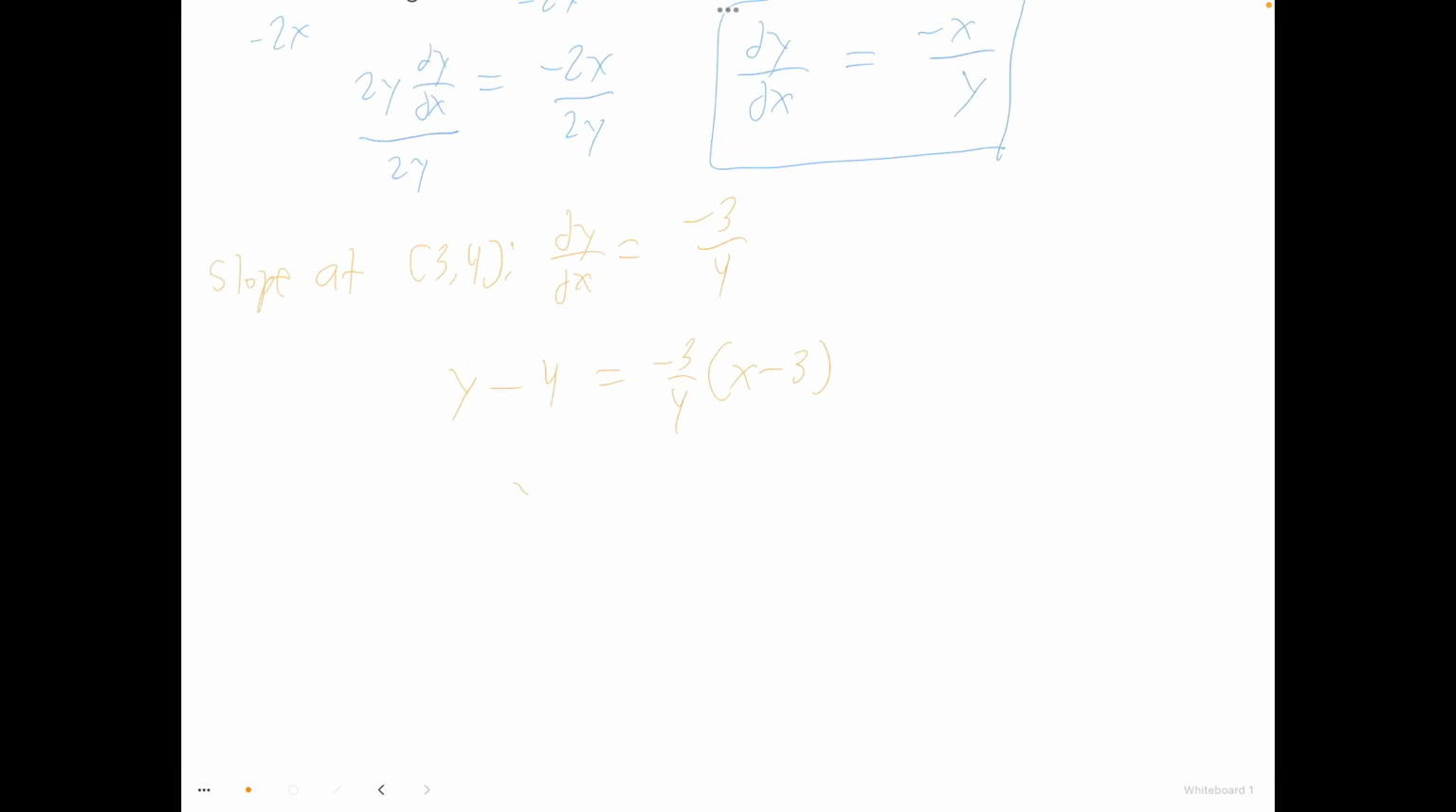And so we've got y minus 4 equals negative 3/4 x plus 9 over 4. Then adding 4 to both sides, we get y equals minus 3/4 x plus 9 over 4 plus 4. So we get minus 3/4 x plus 25 over 4. And so that then is our tangent line.